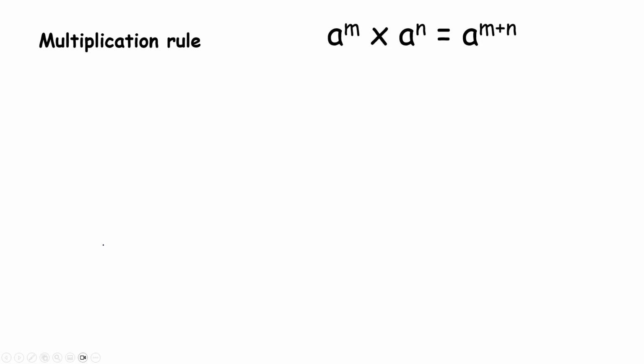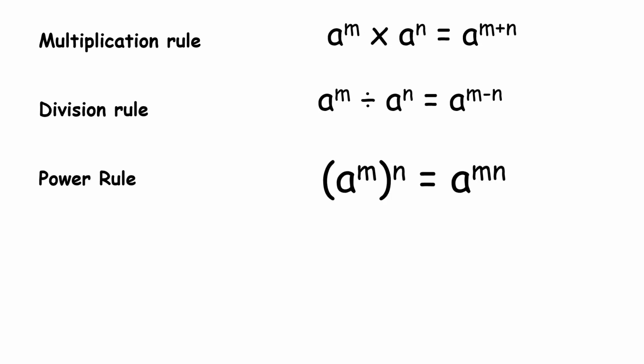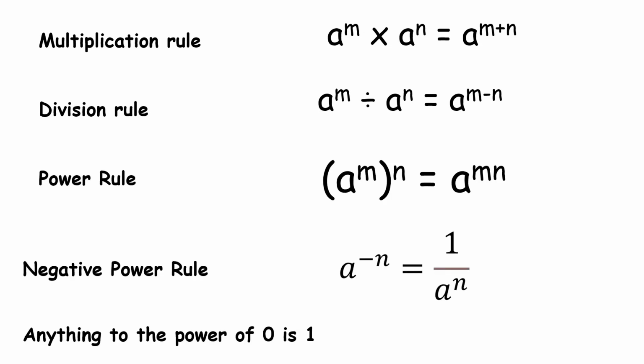So in summary, we looked at 5 rules. They were the multiplication law, which you can see there, the division rule, the power rule, the negative power rule, and then anything to the power of 0 is equal to 1. And that is it for the introduction at the grade 5 level for the laws of indices.